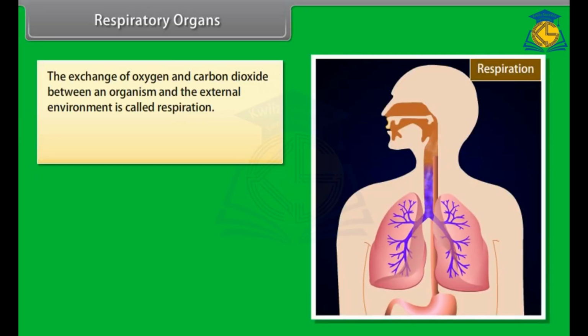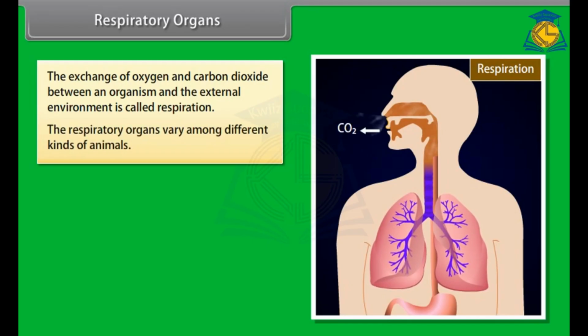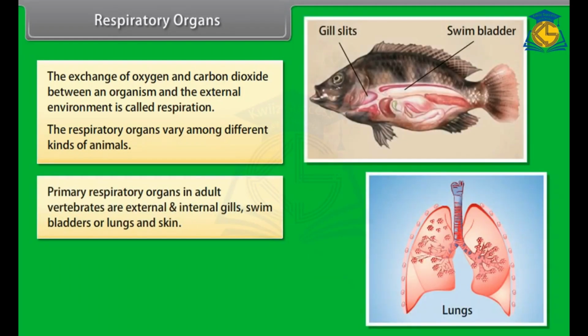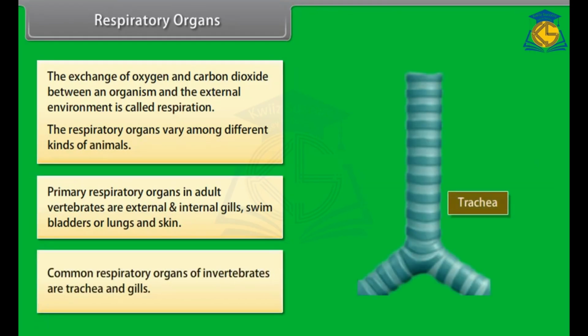Respiratory organs. The exchange of oxygen and carbon dioxide between an organism and the external environment is called respiration. The respiratory organs vary among different kinds of animals. Primary respiratory organs in adult vertebrates are external and internal gills, swim bladders or lungs, and skin. Common respiratory organs of invertebrates are trachea and gills.